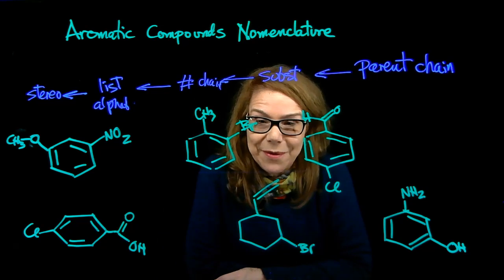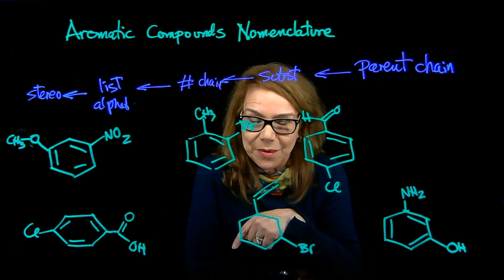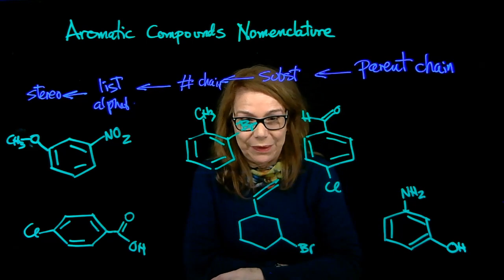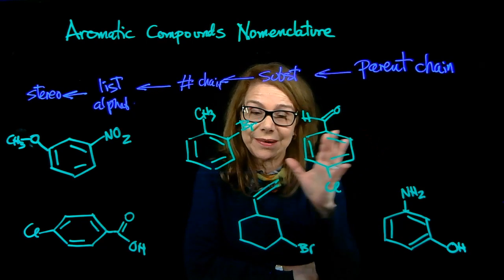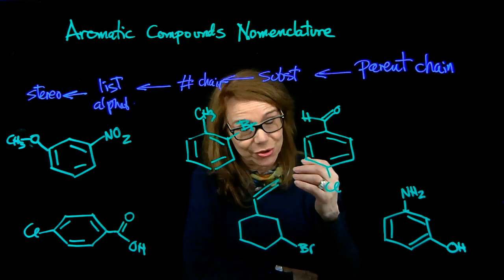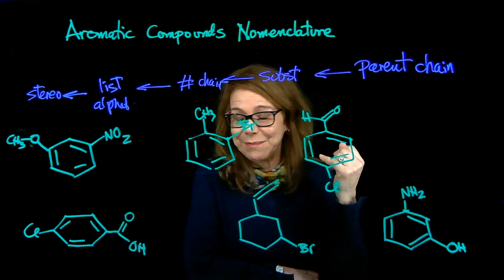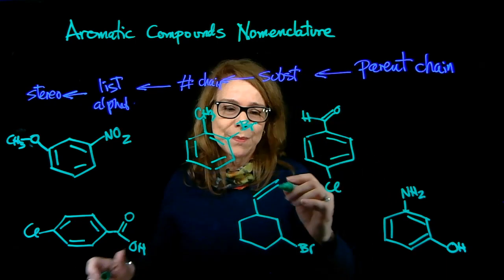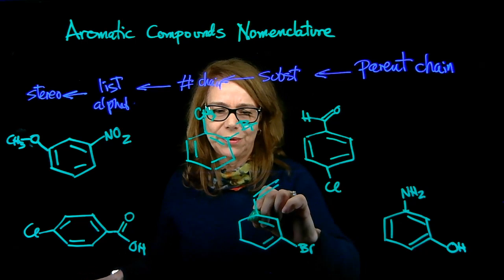Let's practice naming aromatic compounds. Here, we need to choose. Our first step is choosing the parent chain, and we have some names that we need to memorize, such as toluene, benzaldehyde, benzoic acid, styrene. Some of those we need to remember.